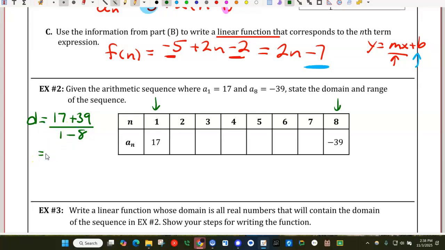Don't mess up on negatives or anything small like that. It'll be all right. So we get, what is that, 56 over -7. So that comes out to -8. Right. Now you can fill in all these just by doing -8 all the way through. So go ahead and do that.